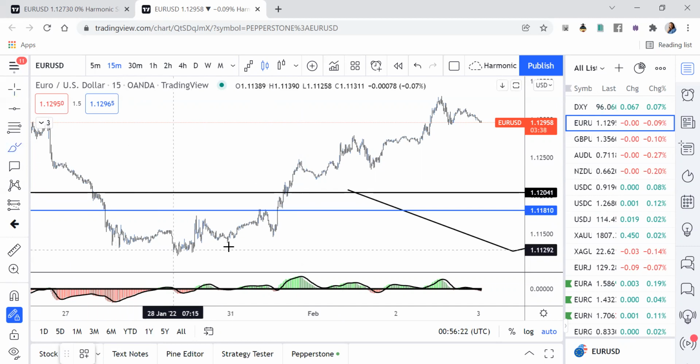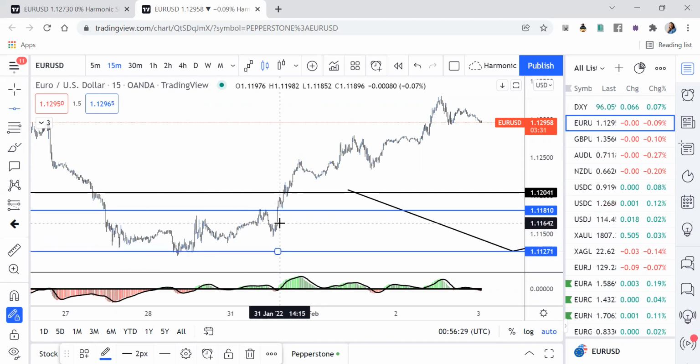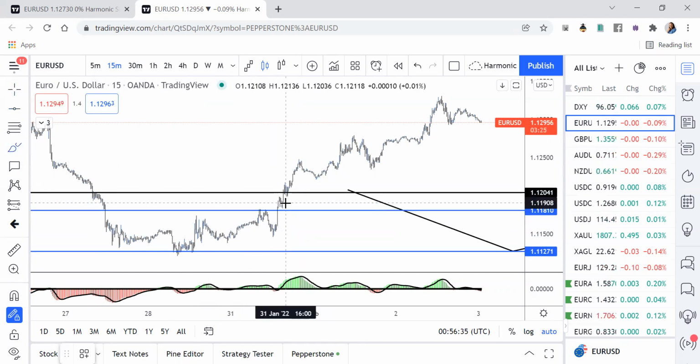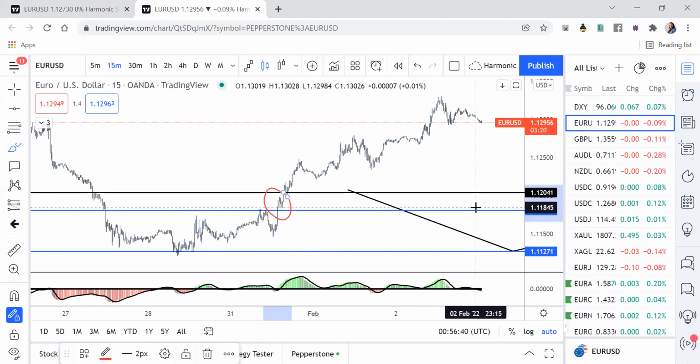This was some structure. Price consolidated for some time. Everybody could see that. Let me box that in. So we have some consolidation, which is structure. Price gave us a breakout here, and it never retested here. We didn't get a retest.